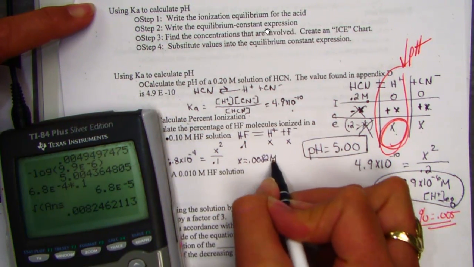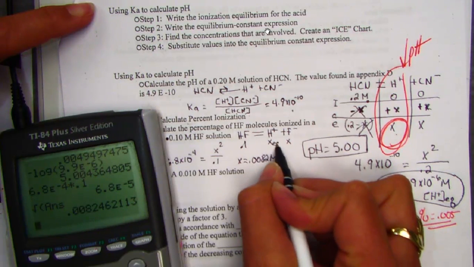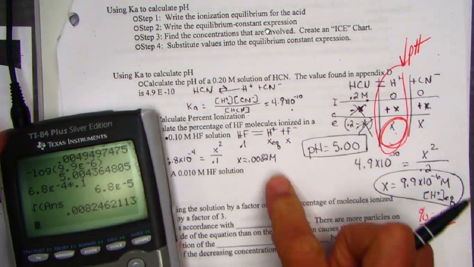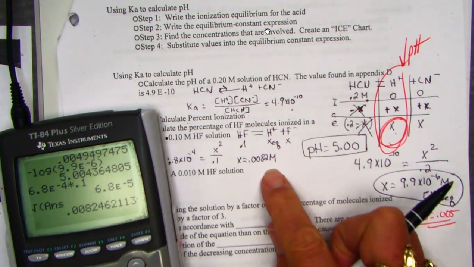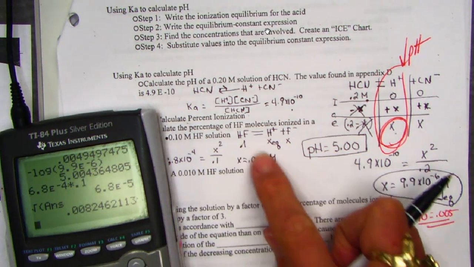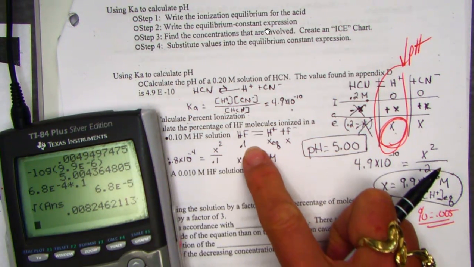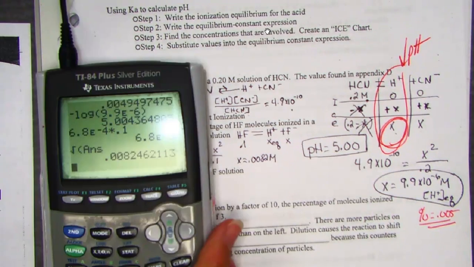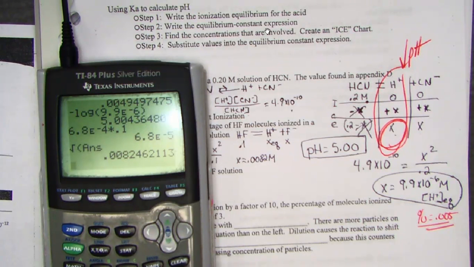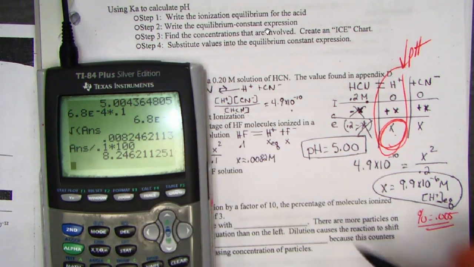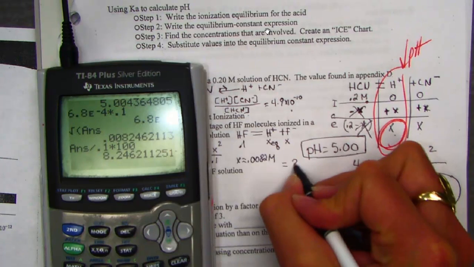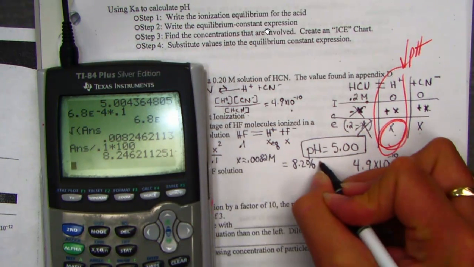Remember that x represented hydrogen ion at equilibrium. To find the percent ionization, we want to compare hydrogen ion to the original concentration. Equilibrium set over the original value. It's percent ionization, 0.0082 divided by the original value of 0.1, expressed as a percent. Oh boy! 8.2% ionized.